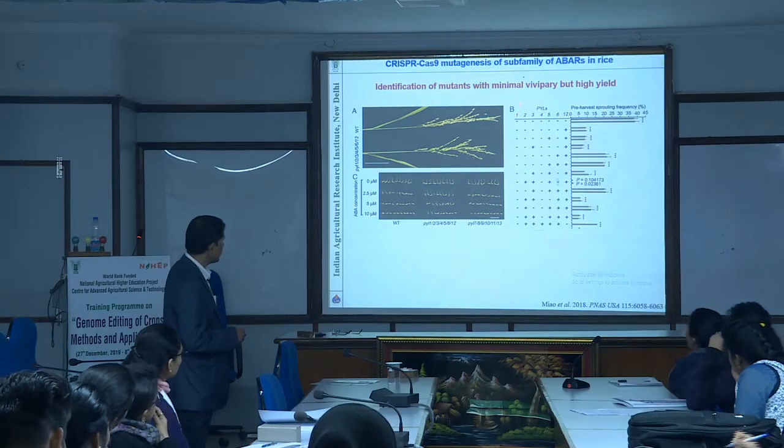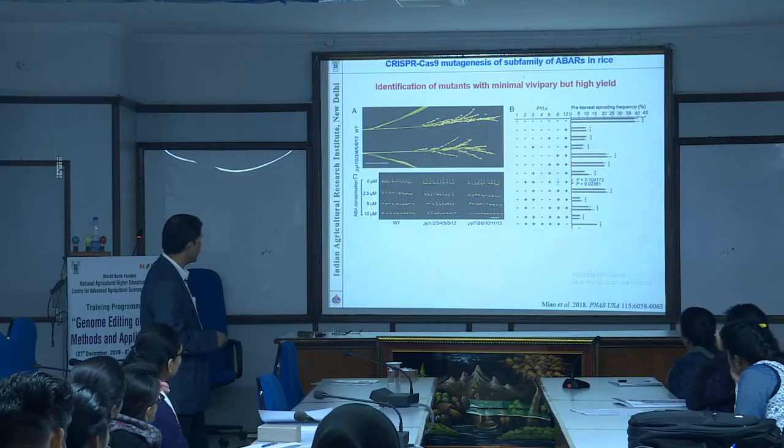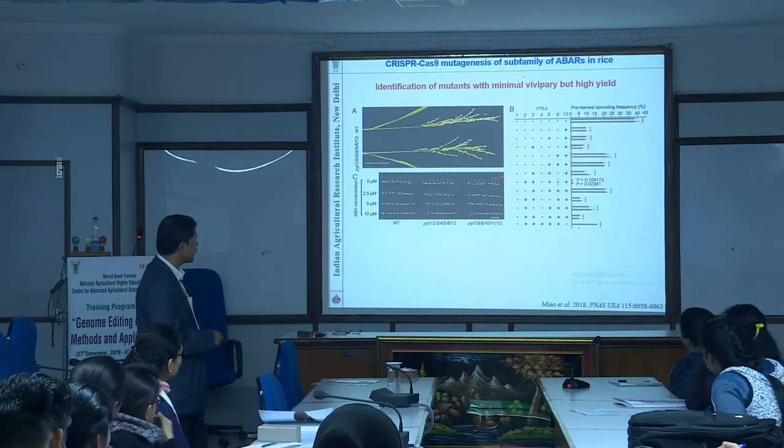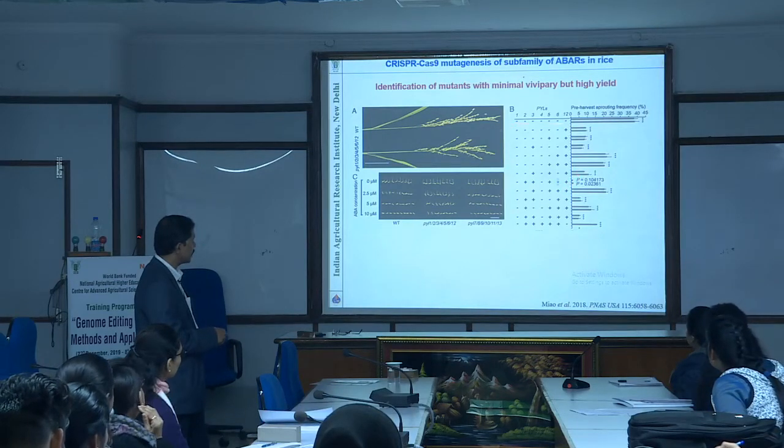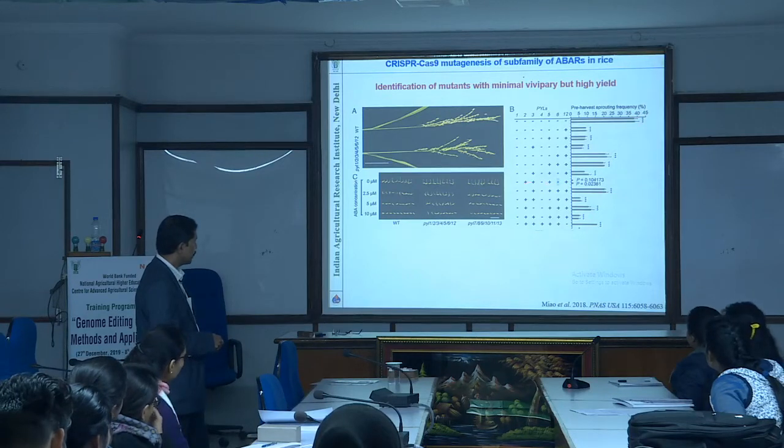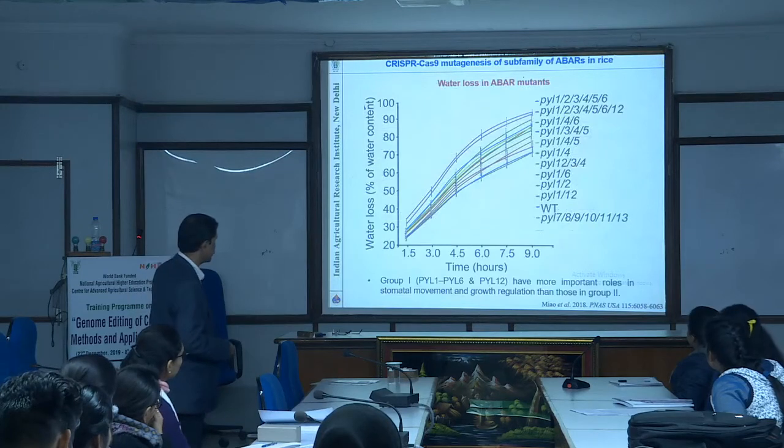some of the mutant combinations, that is pyl1, pyl4 and pyl6, when this mutant combination is there, the viviparous germination was very less. So if all the genes are mutated, you get a lot of viviparous germination. If only these 3 genes are mutated, they found the viviparous germination was less.